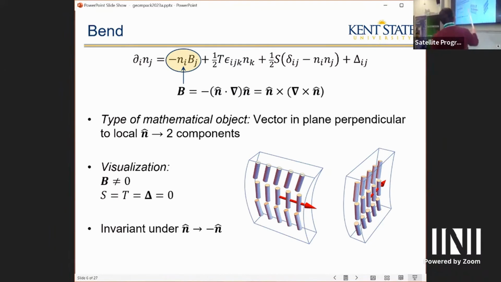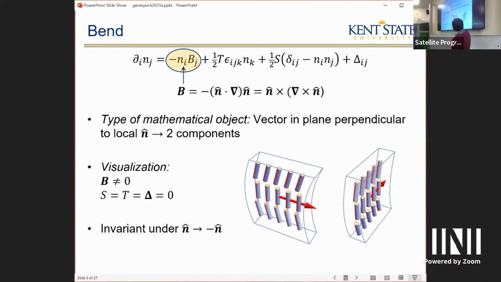2 of them look like this, okay? And they are called bend, right? So bend represents a director field that goes up and over like that. That's one component. Or it could be up and over like that, which is another component. So this is a vector perpendicular to the average director, so it has 2 components. So it accounts for 2 out of 6.